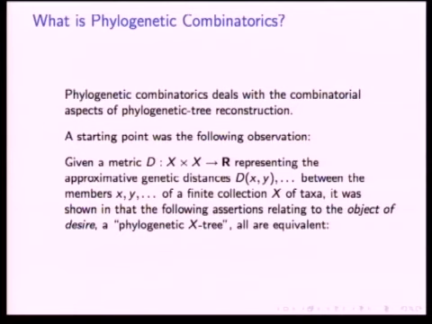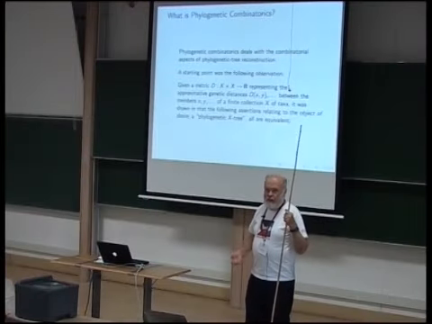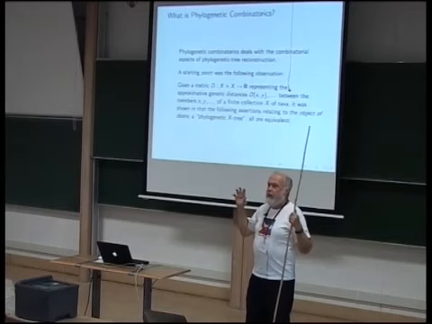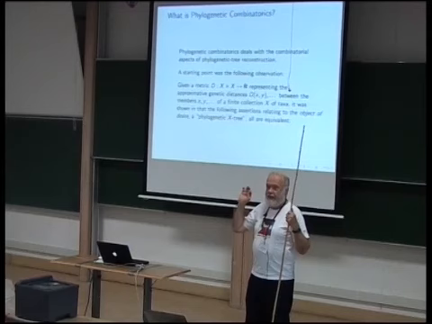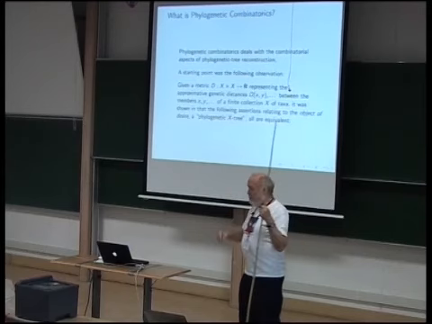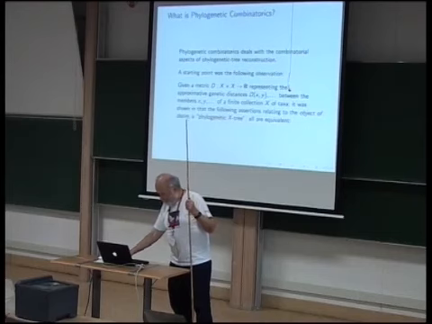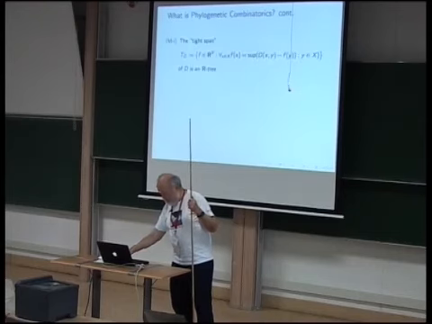And it was shown that the following assertions relating to the object of desire are equivalent. The object of desire is, of course, a phylogenetic X-tree, and you also heard definitions of what a tree is, what a phylogenetic tree is, phylogenetic X-tree. I don't think I have to define it again. Does anybody want a proper definition of phylogenetic X-tree? Okay, I won't bore you with that then. So the following assertions are all equivalent.